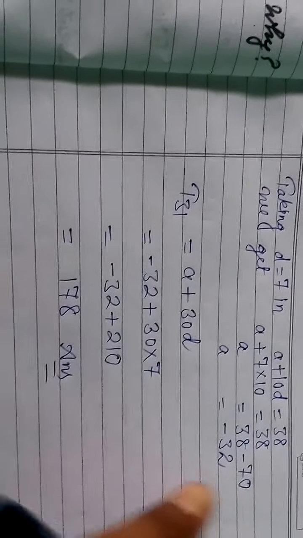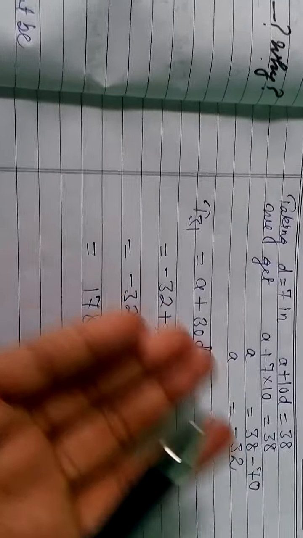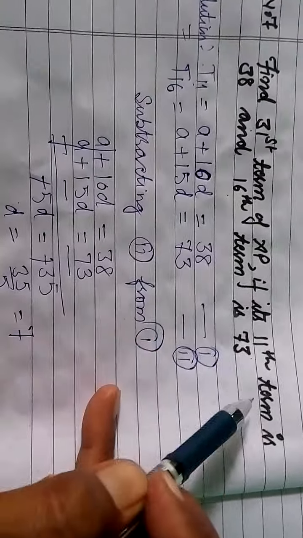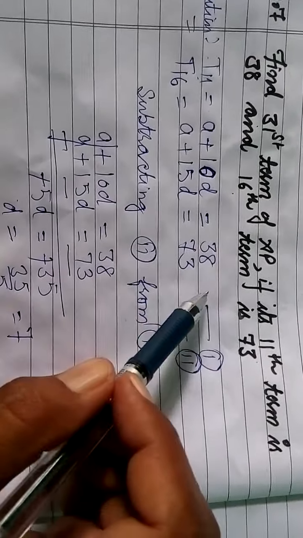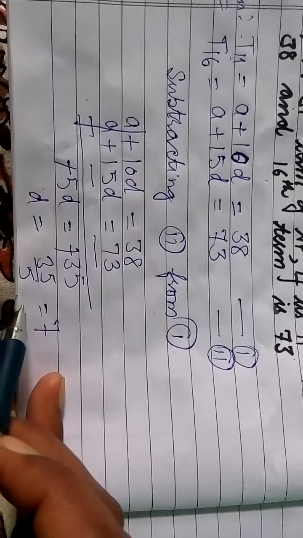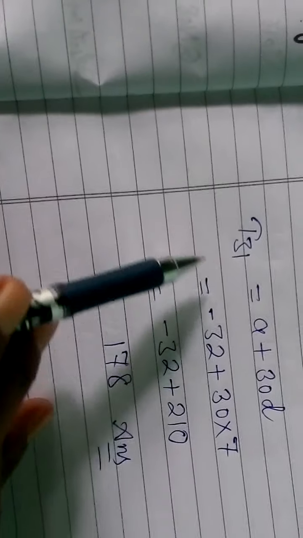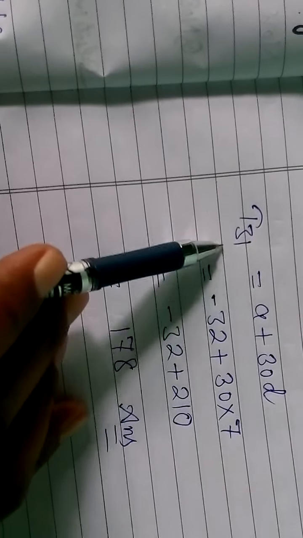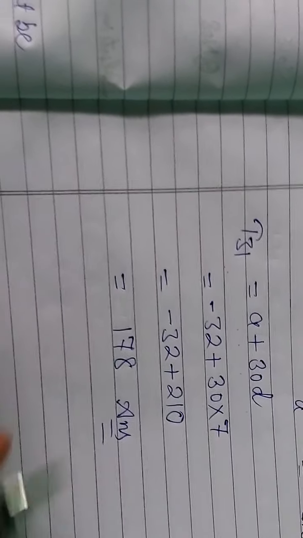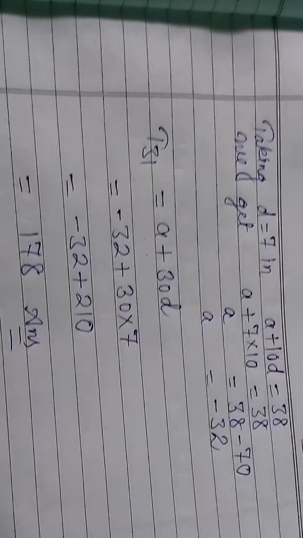So in this way we got T31. What we have done: firstly we found the values of A and D, because here the AP has not been given. So we wrote the equations of the 11th term and 16th term, and then we got the values of A and D, and we simply put those values in T31, which will be A plus 30D. Okay, so in this way we have solved this question. Very simple.